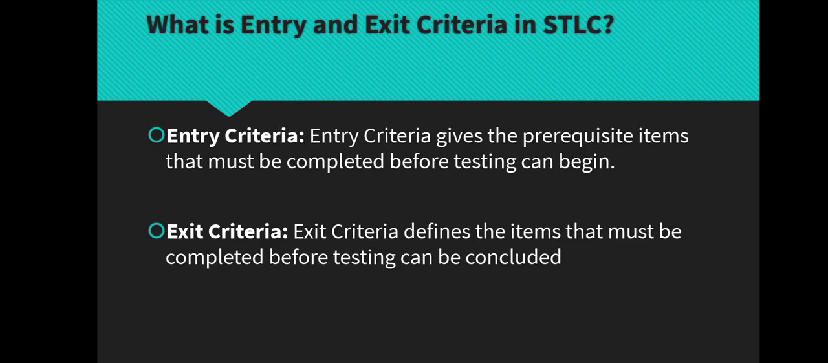What is the entry and the exit criteria in software testing lifecycle? Entry criteria gives the prerequisite items that must be completed before testing can begin. Exit criteria defines the items that must be completed before testing can be concluded. In an ideal world, you will not enter the next stage until the exit criteria for the previous stage is met. But practically, this is not always possible. So for this tutorial, we will focus on activities and deliverables for the different stages in the STLC lifecycle. Let's look into them in detail.